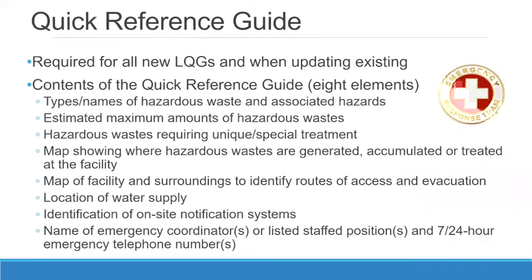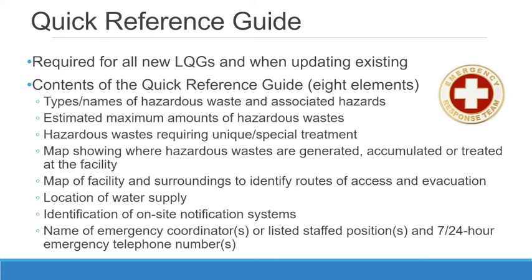One of the requirements that came out in the generator rule is to have a quick reference guide. Some of these contingency plans can be quite thick, maybe 50, 60, 70, 80 pages. And that contingency plan is of little value to the emergency response people when they have to dig through all that information. So the quick reference guide is basically a couple pages identifying the very important information to that facility.